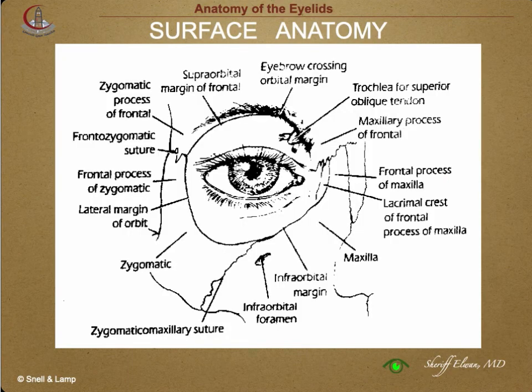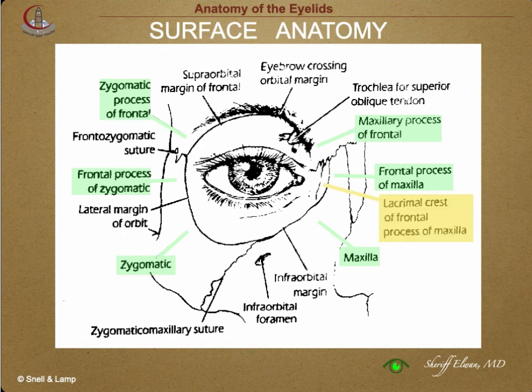And to make that easy, you have to be aware of the structure of the bones around the orbit. These bones are the frontal bone, giving the maxillary process of the frontal, and the frontal process of the maxillary bone, and the zygomatic bone on the lateral side, giving its frontal process of the zygomatic, and the zygomatic process of the frontal bone.